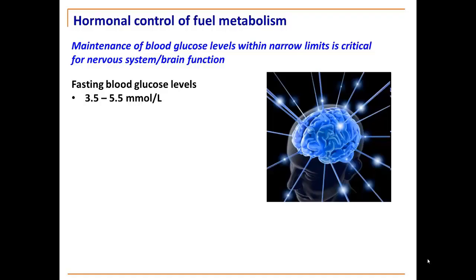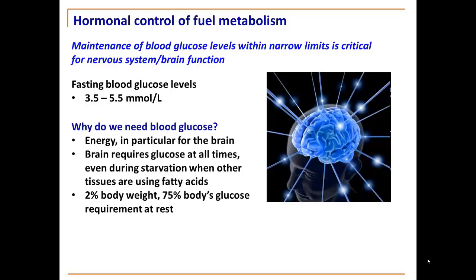So when we're talking about the hormonal control of fuel metabolism, we're really thinking about blood glucose levels or blood amino acids or lipid fatty acid levels, but really we focus all the time on glucose. And we maintain blood glucose levels within very narrow limits, and that's critical for our nervous system and our brain function. Remember, our brain must be using glucose at all times, even during starvation. 50% of the energy it is using is coming from glucose. And our fasting blood glucose levels are about 3.5 to 5.5 millimoles per litre. These are numbers you'll get to know very well over time.